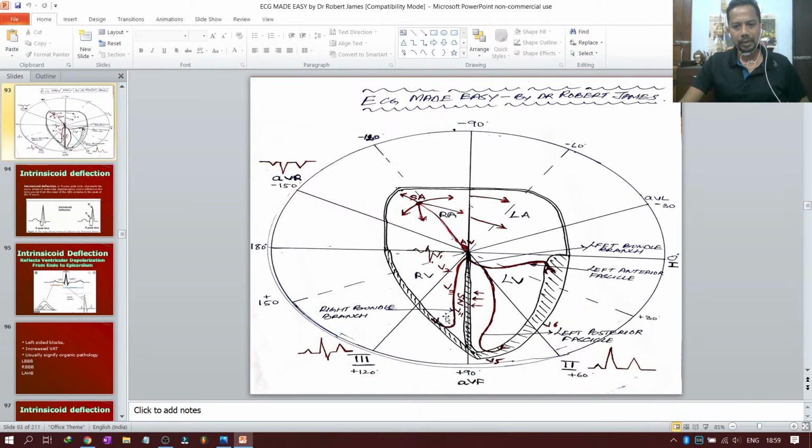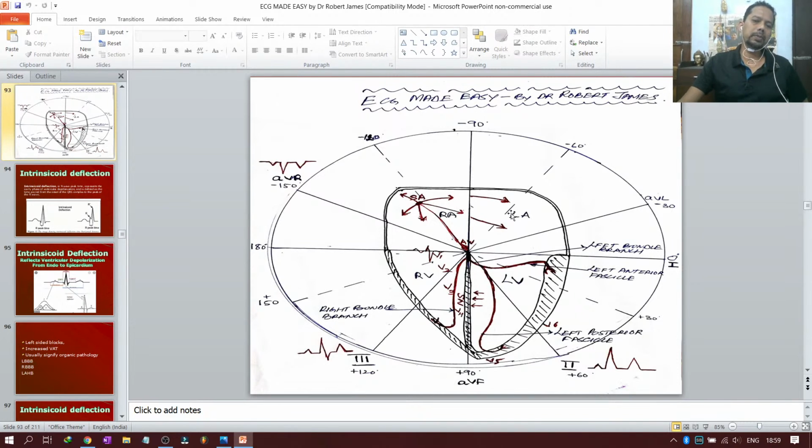So lead 1 is becoming positive. It is happy that current is coming towards lead 1. So lead 1 is positive, positive, positive. And I had told you, if lead 1 becomes positive, AVF has to become negative, because current will travel either like this or like this. It cannot travel like this. So this much you have to remember. Now lead 1 has become positive, AVF has become negative at minus 90 degree. So now we are in this quadrant. Which quadrant is this? The left axis deviation quadrant.